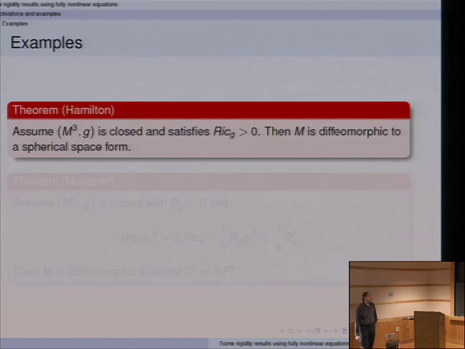Some more examples. Another now classical example is the very famous theorem by Hamilton on the Ricci flow, the first result historically using the Ricci flow. So you take a three-manifold which is closed, meaning compact without boundary, and you assume that the Ricci curvature is everywhere positive. Then you can prove that the manifold is diffeomorphic to a spherical space form, or let's say that the universal cover of your manifold is S3.